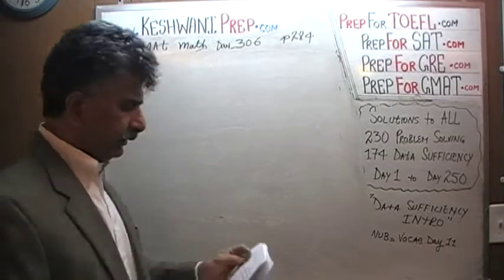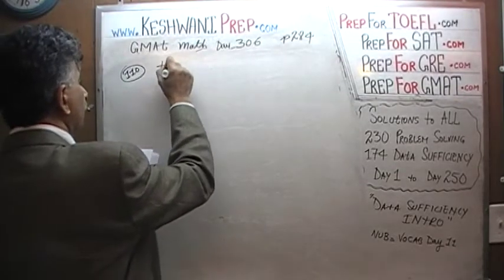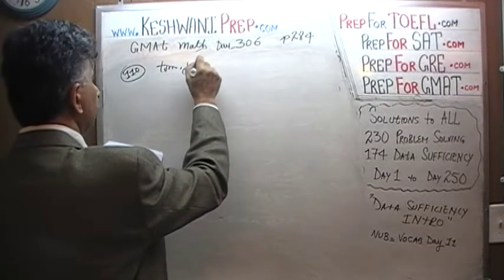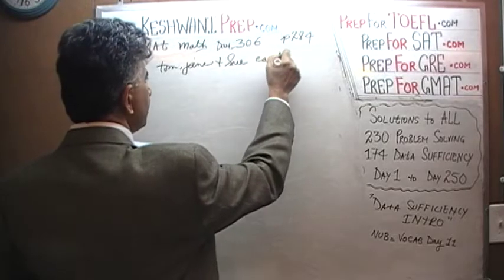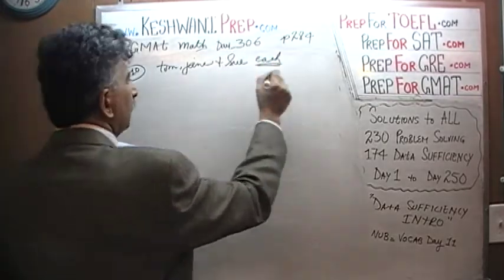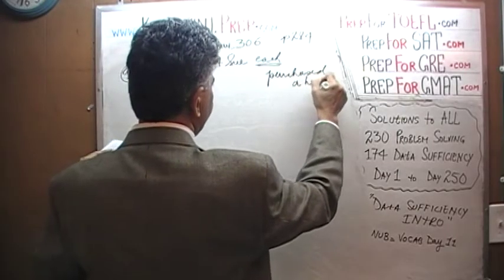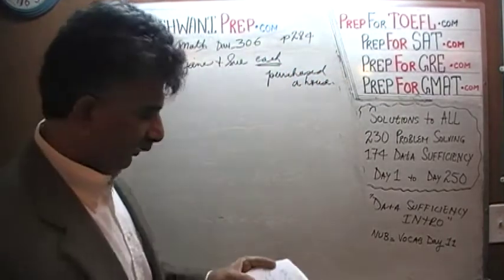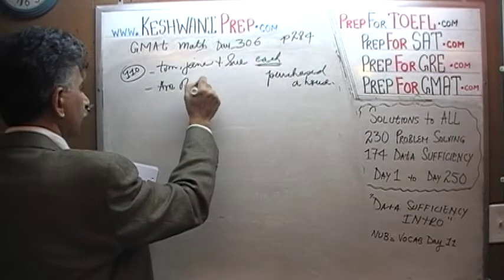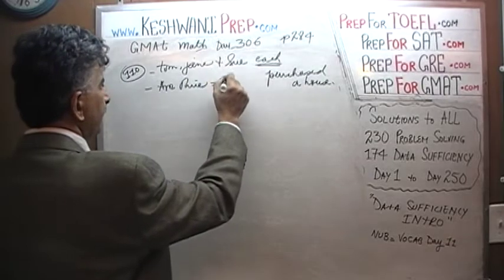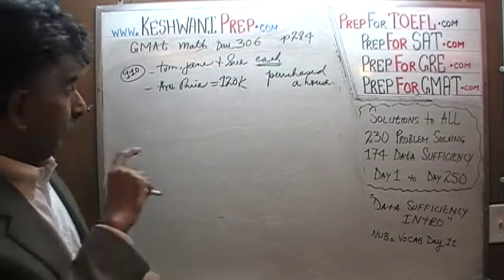Number 110 tells us that Tom, Jane, and Sue each purchased a house. They each bought a house. Good for them. They go on to tell us that the average price was 120K. Before we go any further, what do we get out of it?